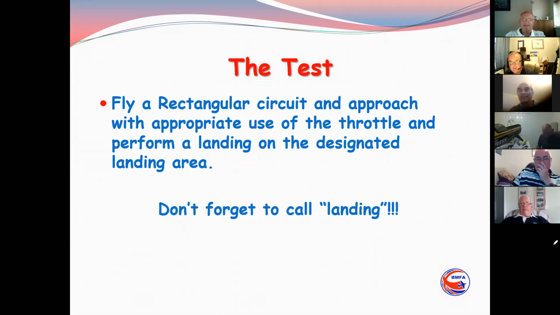Right. So we then come in for the landing part of the test, or the first landing, which the circuit is defined on this. It's defined as a rectangular circuit and approach, with appropriate use of the throttle, and perform a landing on the designated landing area. Obviously, this is an air test, so we're not looking for that perfect touchdown directly in front of the pilot. I think you've got 30 meters either side of them. But as an examiner, generally what we're looking for is a safe, controlled landing, nicely on the mown bit of strip that you've got.